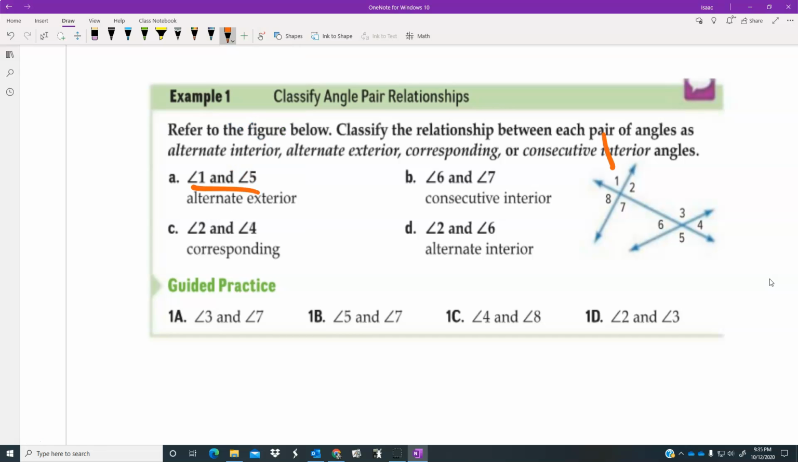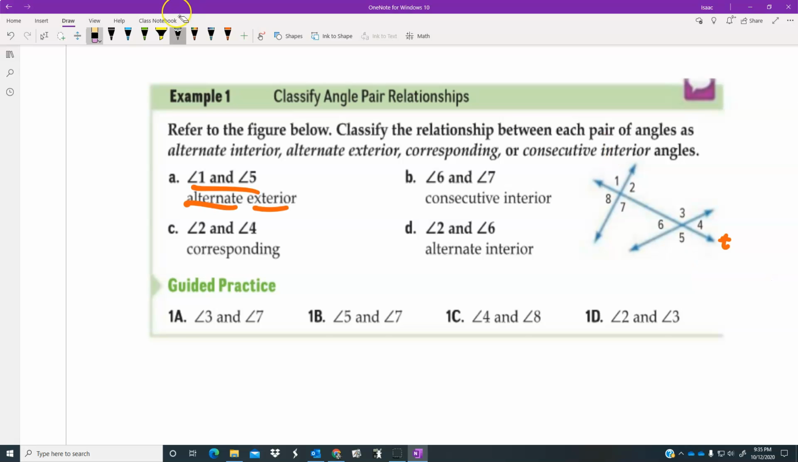Now if you have to point at them, it totally helps. 1 and 5. Now those are definitely on opposite sides of the transversal. That's that transversal right there. So it's definitely got to be an alternating concept. And they're both on the outside. So that's why they'd call them alternate exteriors. Okay, again, let's point at a couple of other ones.